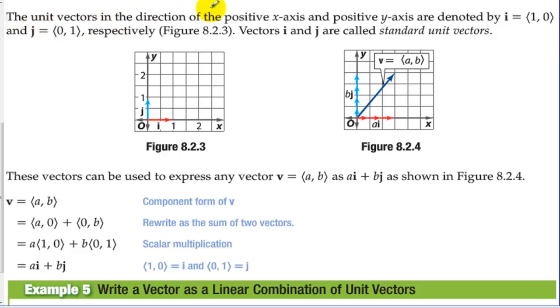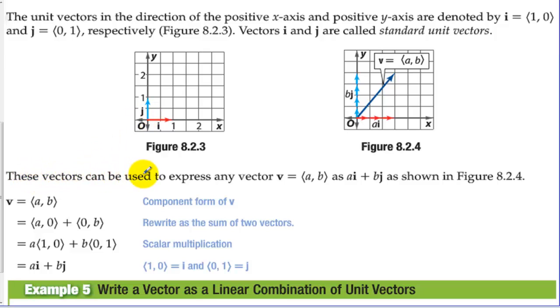The unit vectors in the direction of the positive x-axis and positive y-axis are denoted by i and j respectively. Vectors i and j are called standard unit vectors. So i has a length of 1 and it goes along the x-axis. j has a length of 1, or magnitude of 1, and it goes along the y-axis.